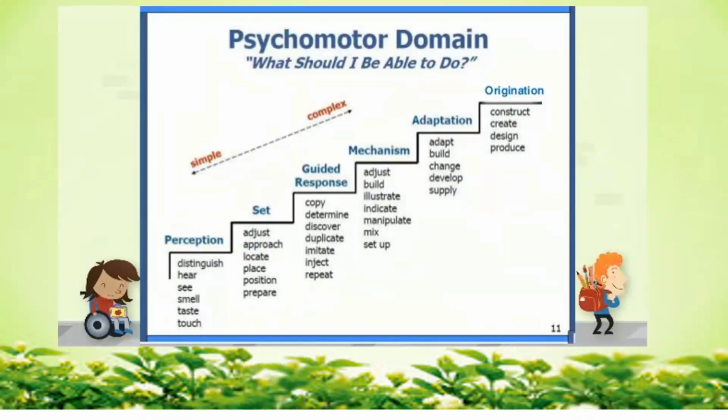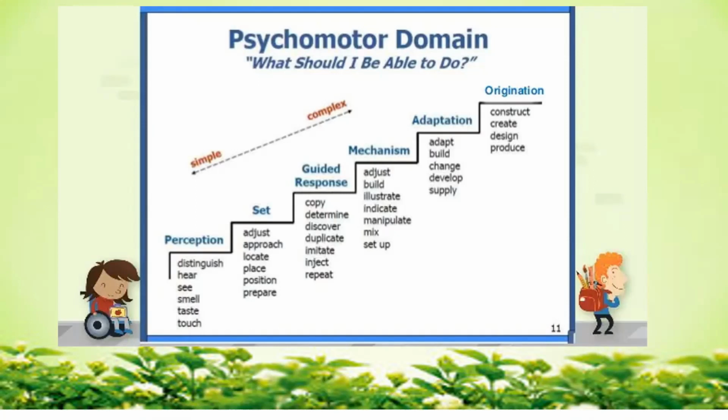And the next level is set. So here, the learner will adjust, approach, locate, place, position, prepare. And the next is guided response, where the learner will copy, determine, discover, duplicate, imitate, and check and repeat. And the next level is mechanism. The learner here will adjust, build, illustrate, indicate, manipulate, mix, and set up.